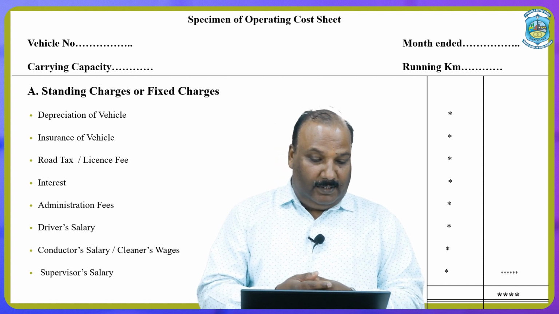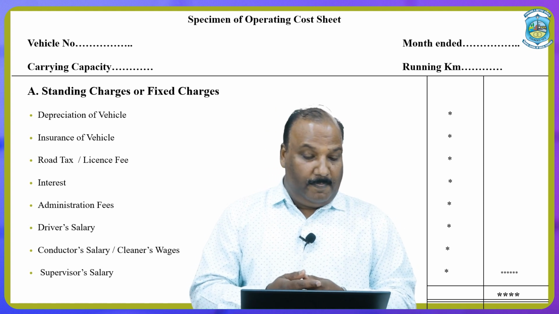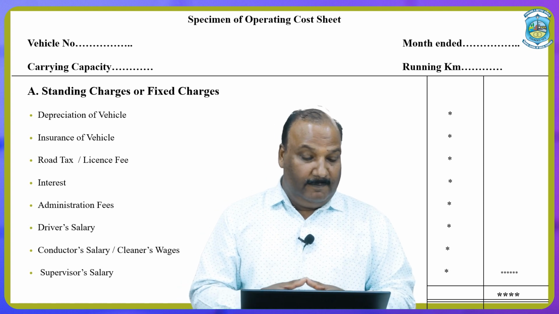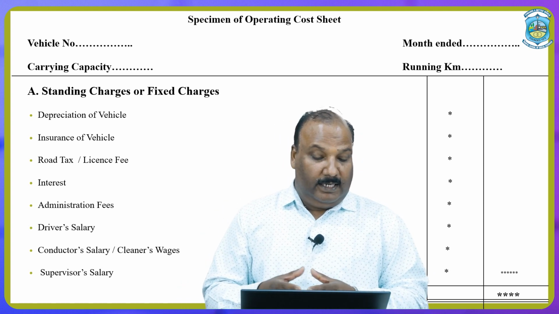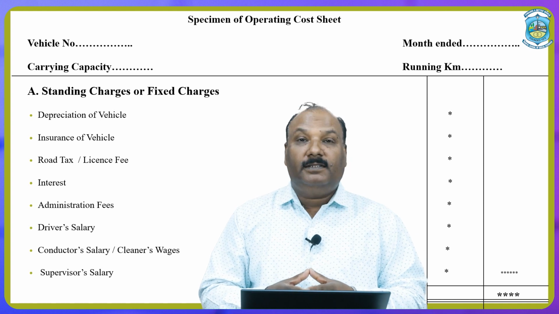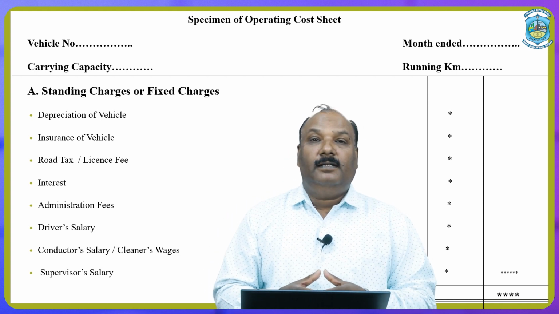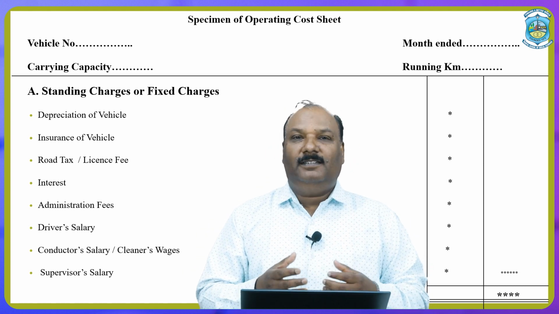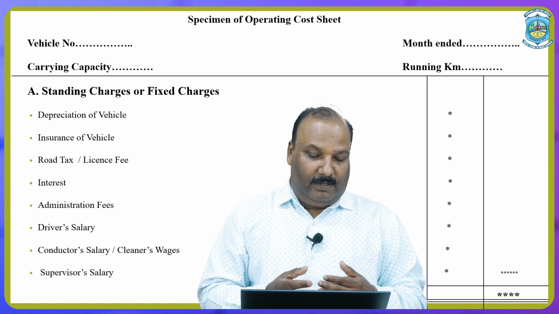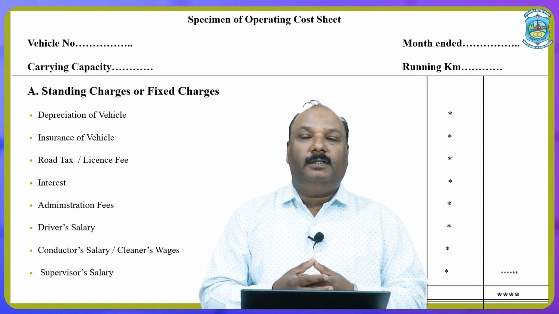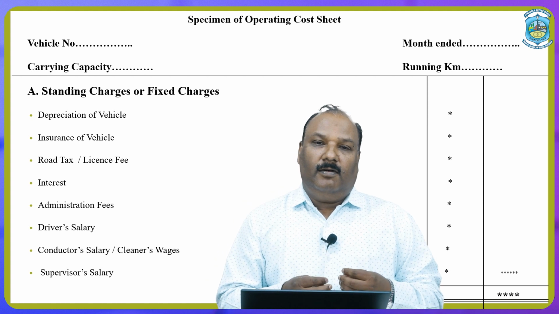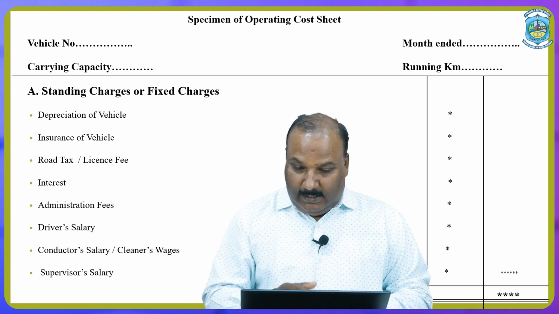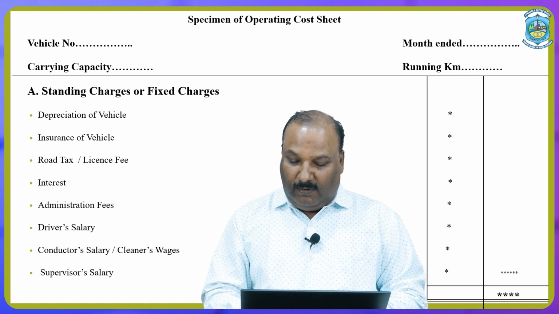These are depreciation of vehicle, insurance of vehicle, road tax or license fees, interest, administration fees, driver's salary, conductor's salary, cleaner's salary, and supervisor's salary. These are some expenditures which are already of a fixed nature. So we write them down here, and this will be the total of A.